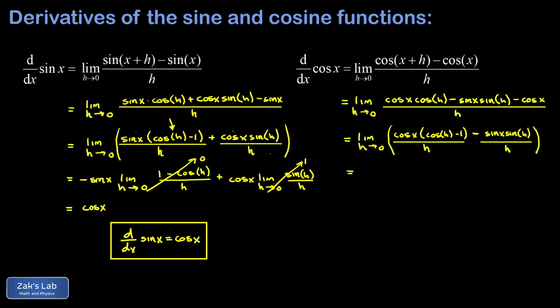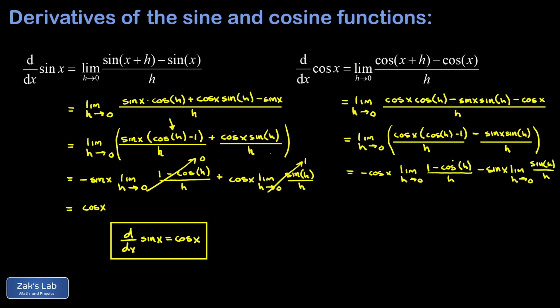Now we're going to split this into two different limits and do some factoring. I'm going to pull a negative cosine x out of the first one. Again, pulling out that factor of negative 1 allows me to reverse the direction of the difference. And now I have exactly one of my special limits, 1 minus cosine h over h. And then in my second term, I have a minus sine x times the limit as h goes to 0 of sine h over h. And that's our second special limit.